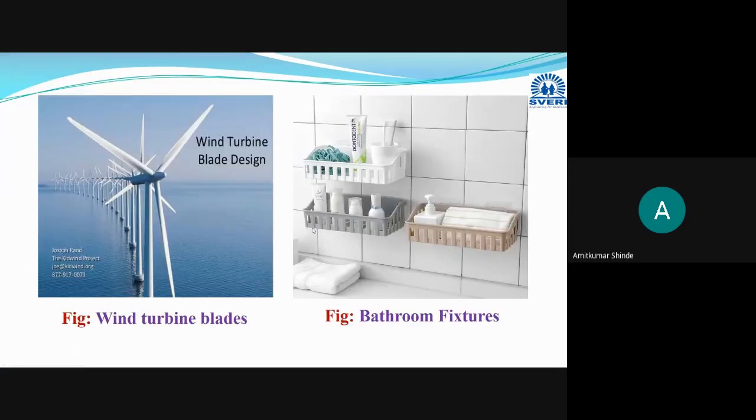Some pictures I have collected for better understanding. Okay, these wind turbine blades nowadays can be manufactured with the help of this transfer molding. Okay, these wind blades can be manufactured. Then in the bathrooms, some fixtures are there. Okay, some fixtures or arrangements are there to keep soaps, shampoos, or whichever cosmetics we are using, that we can place here. So these are the fixtures or supports. These are the bathroom fixtures. These are also manufactured by this transfer molding.